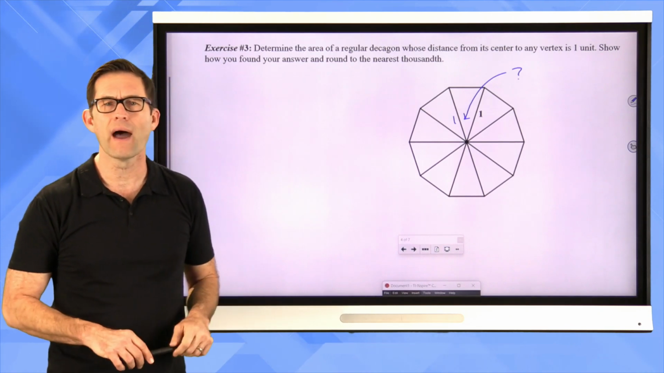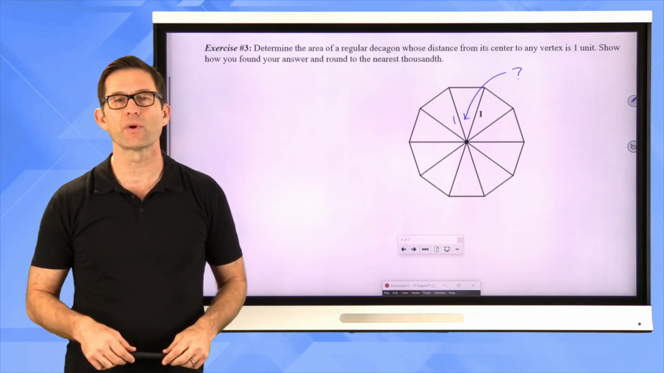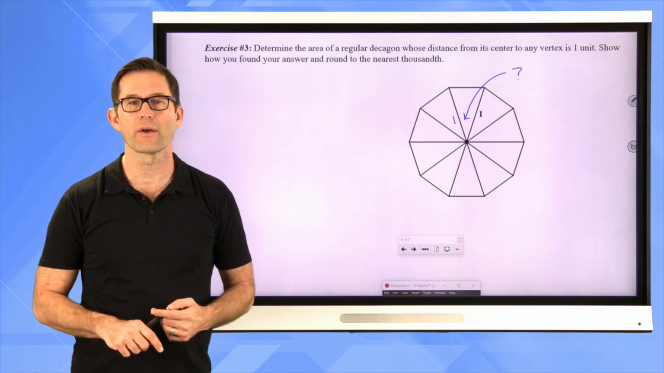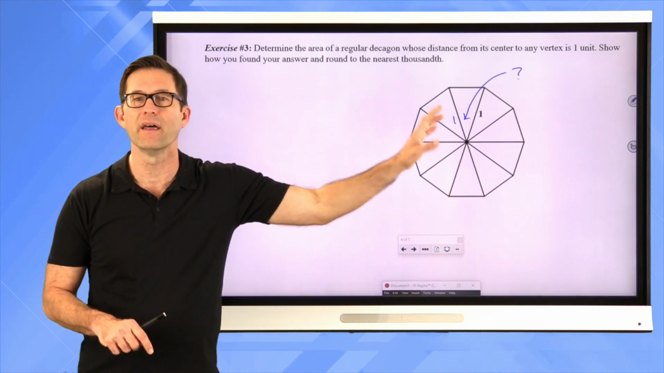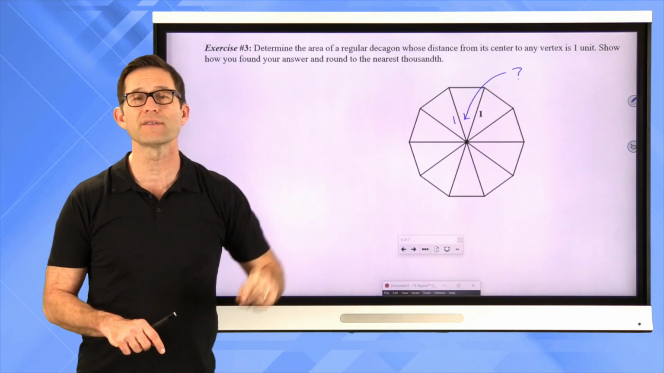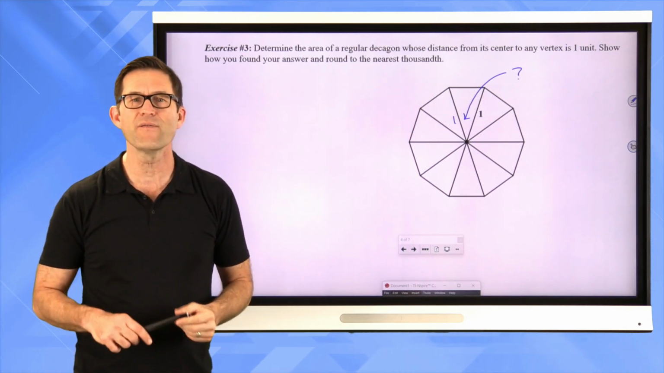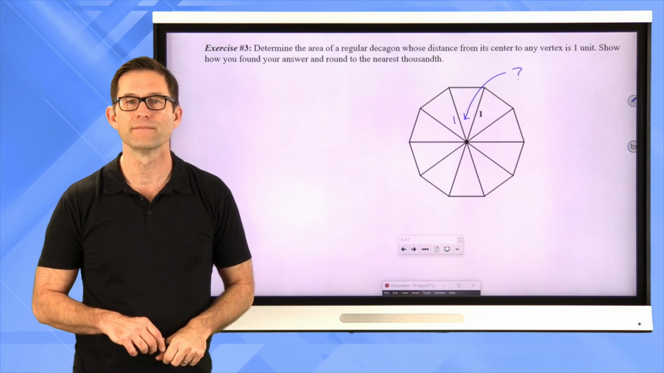So pause the video now and see if you can use that trigonometry with the area formula of a triangle based on trig to come up with the total area of this decagon to the nearest thousandth. Try not to round until the very end. Pause the video now and play around with this a little bit.